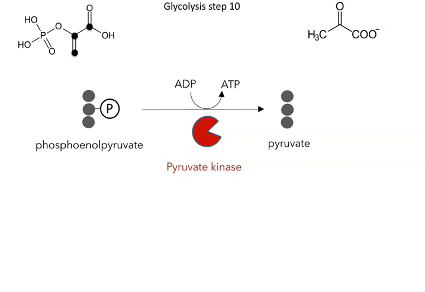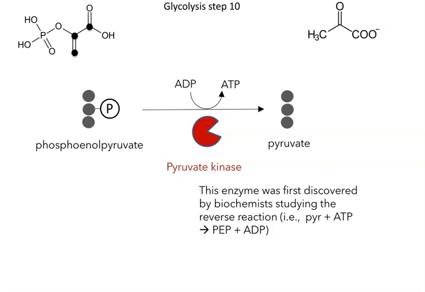You could recognize this compound. Now, you might be wondering why this enzyme is called pyruvate kinase when the substrate is phosphoenol pyruvate, because enzymes are normally named after their substrate. The answer is that this enzyme was first discovered by biochemists studying the reverse reaction, so pyruvate reacting with ATP in order to produce phosphoenol pyruvate and ADP. In the cells, it's normally running in the direction that I've drawn it, with phosphoenol pyruvate as the substrate.